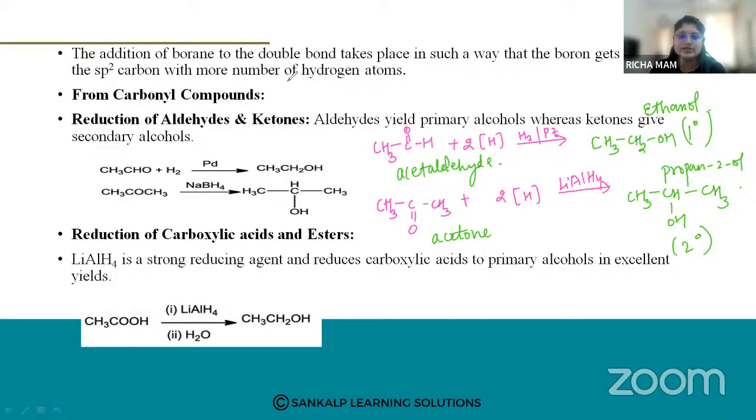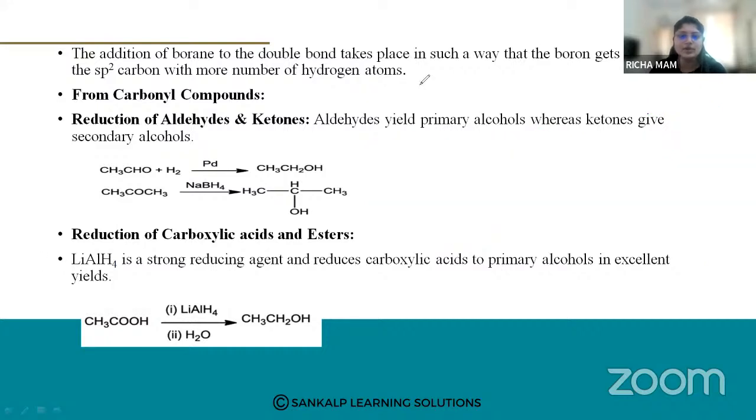Okay, so next we will see the reduction of carboxylic acids and esters. So the next reaction is by reduction of carboxylic acids and esters. What are carboxylic acids? RC double bond O, OH. Okay, this is a carboxylic acid. So these carboxylic acids are reduced to primary alcohol. You are going to reduce it to what? Primary alcohol.